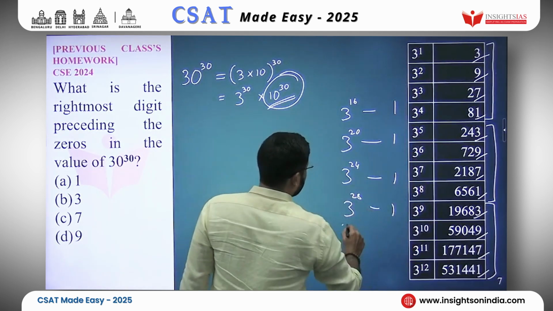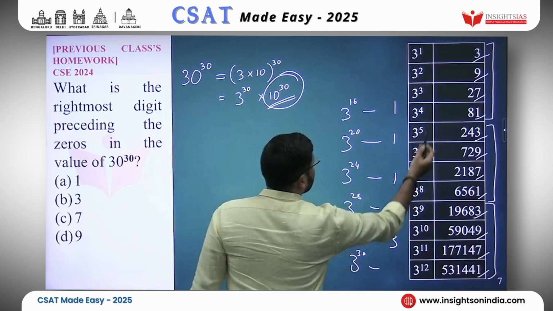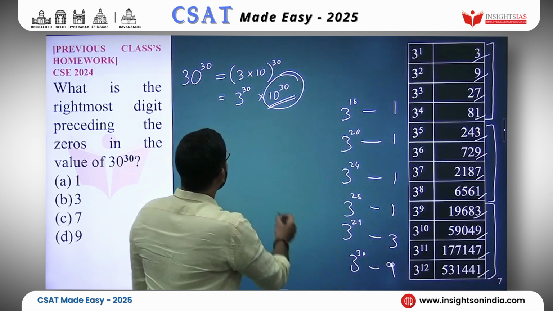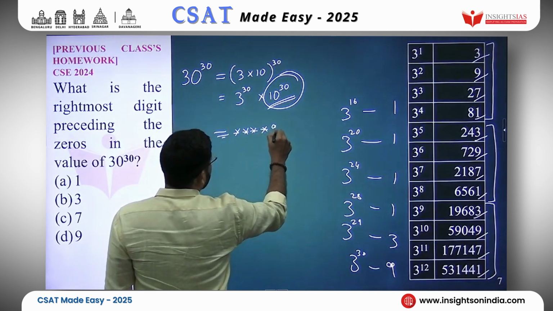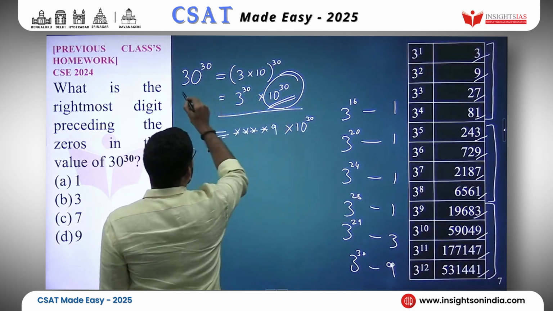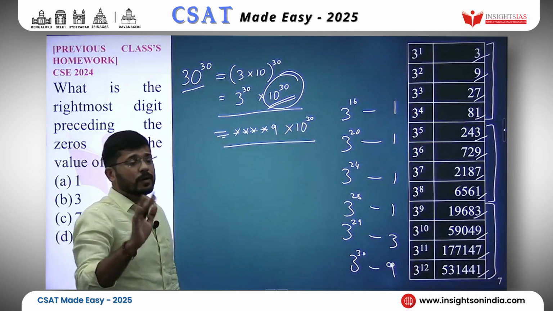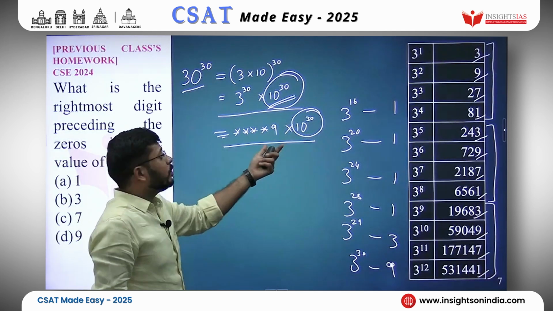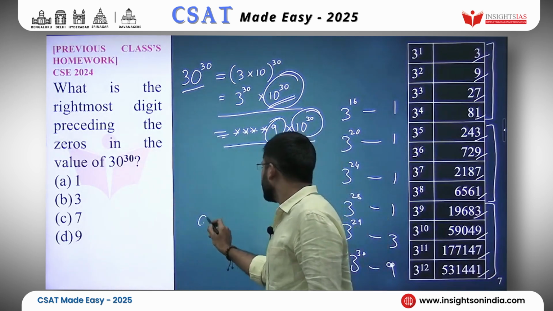We will get 3 to the power of 29, we will get 3, and 3 to the power of 30, we will get 9. The cycle goes 3, 9, 7, 1, 3, 9. So 3 to the power of 30 will be some number ending with 9, multiplied by 10 to the power of 30. This 30 to the power of 30 would be some number ending with 9 into 10 to the power of 30, and this will contribute to the zeros. So what is the rightmost digit preceding the zeros at the end? That would be 9. So what is your answer? Your answer would be option D, 9.